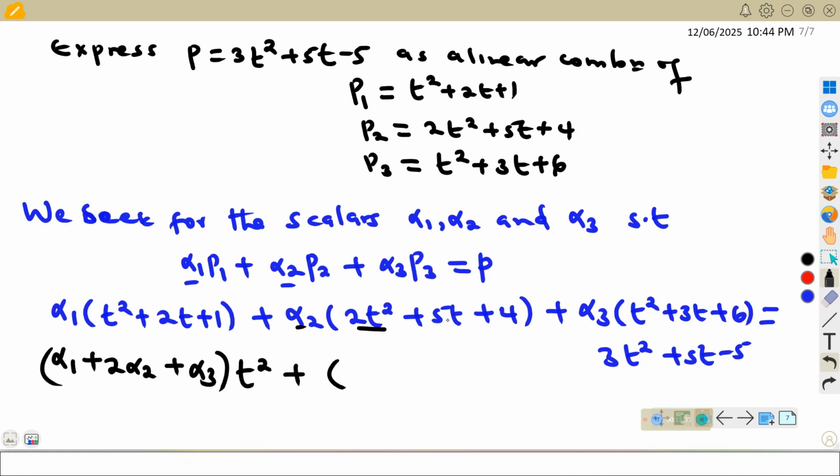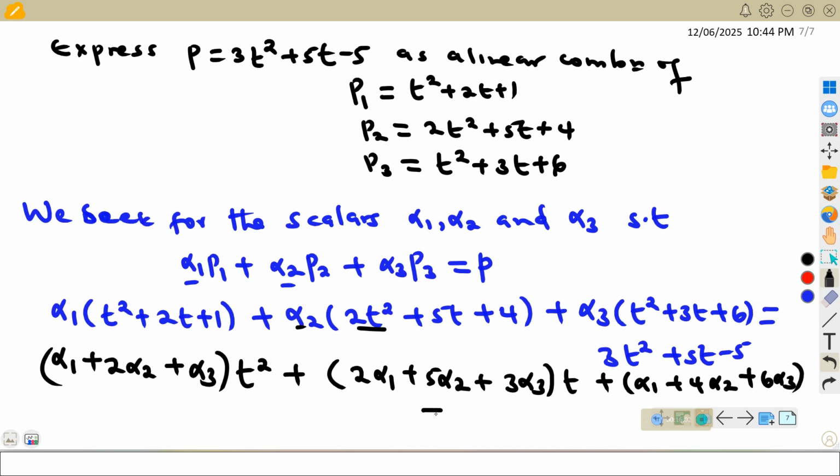Then the coefficients for t, here it will be 2 alpha 1, here it will be 5 alpha 2, and here it will be 3 alpha 3. These are into t. Then the constants, this will be alpha 1. Here we multiply this with this to get 4 alpha 2. Then next we multiply this with 6 to get 6 alpha 3. All these, remember, are equal to 3t squared plus 5t minus 5. That is what basically we shall have.